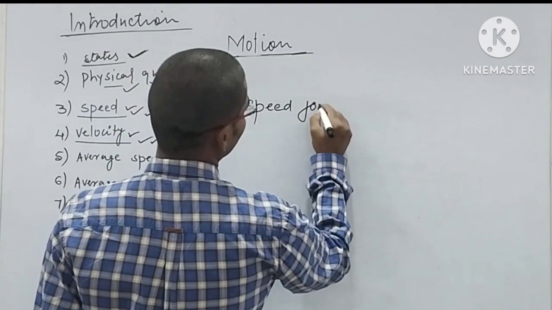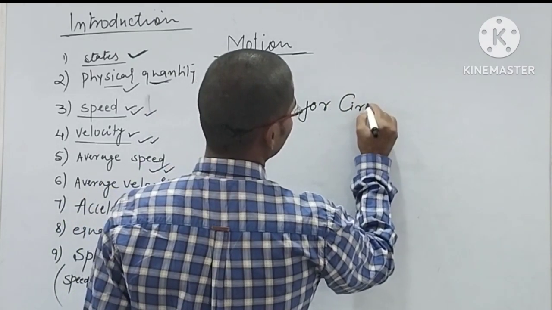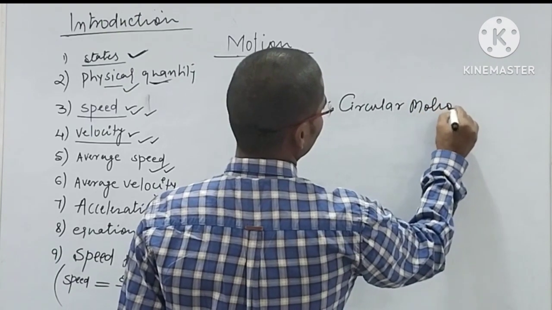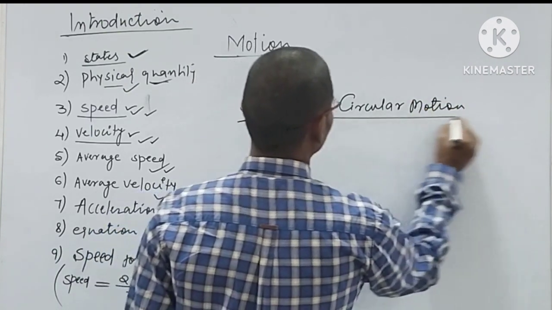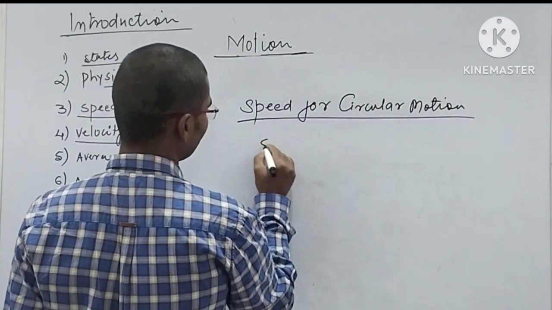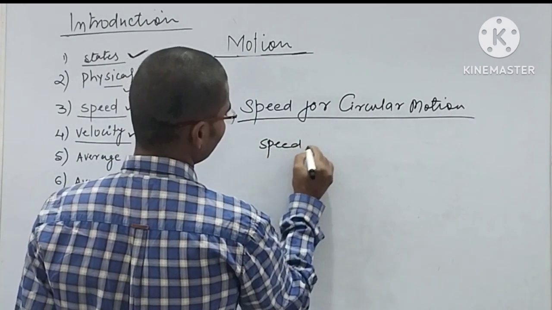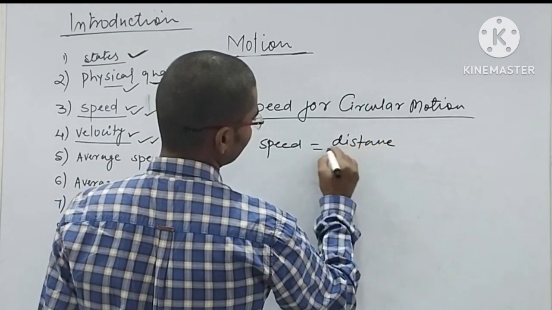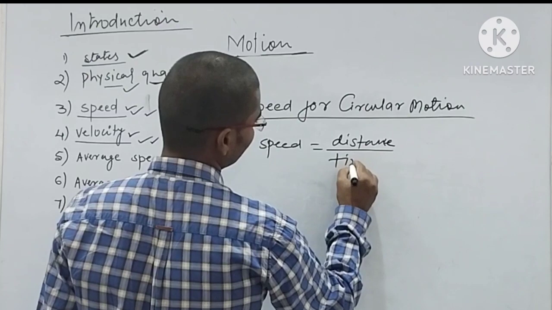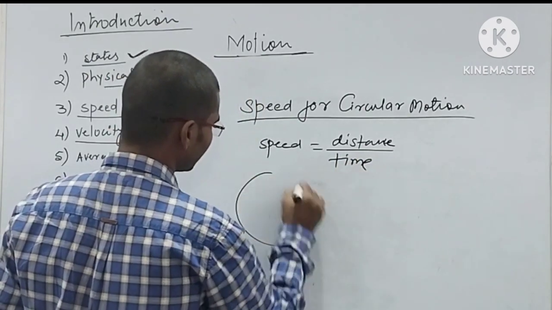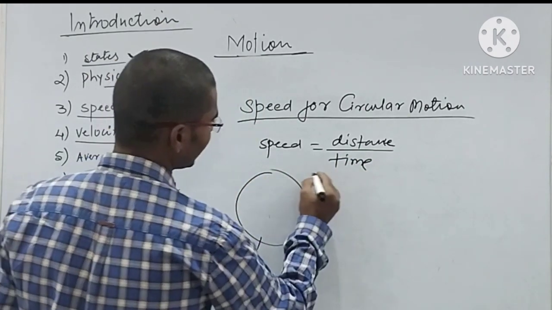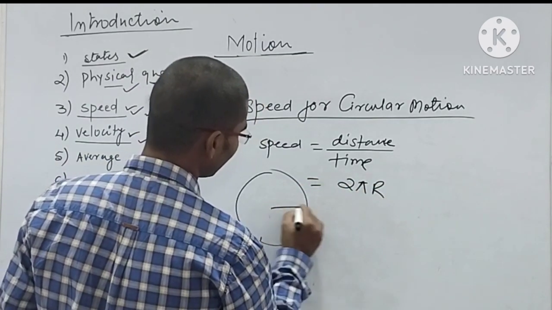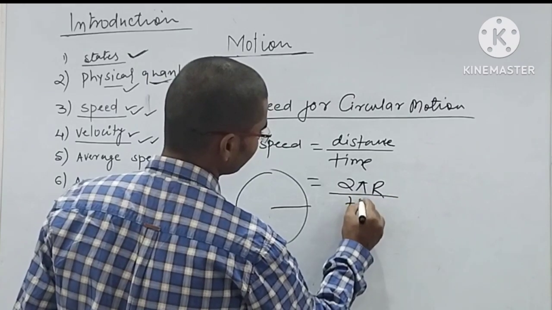Speed for circular motion. Speed here is, we know, distance by time. And the distance in a circular path is 2 pi r, where r is the radius and t is the time.